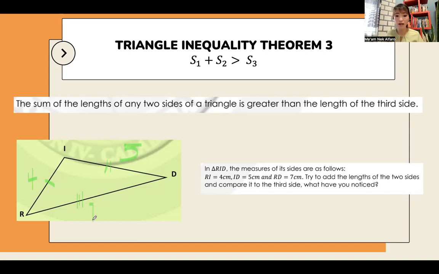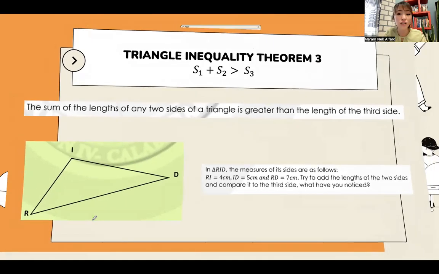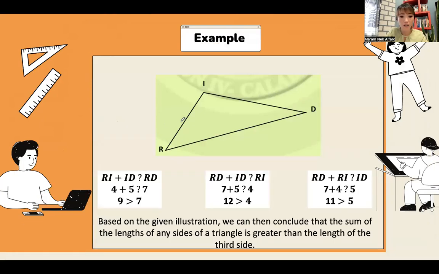Try to add the lengths of two sides and compare it to the third side. What have you noticed? Let us look at the solution. We have segment RI, 4 centimeters, ID, 5 centimeters, and segment RD, 7 centimeters. Let us test if the following statements are true. RI has 4. Substitute the given values. Plus ID, which has 5, is greater than 7, which is the measure of RD? So let us solve. 4 plus 5 is 9. 9 is greater than 7. The statement is true.